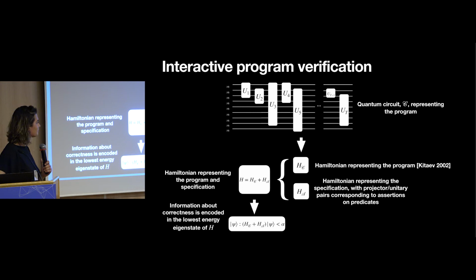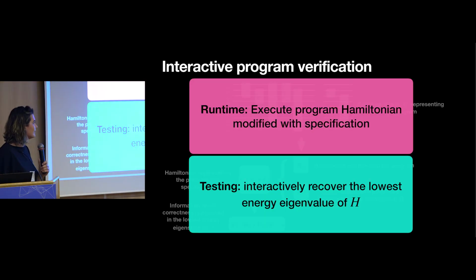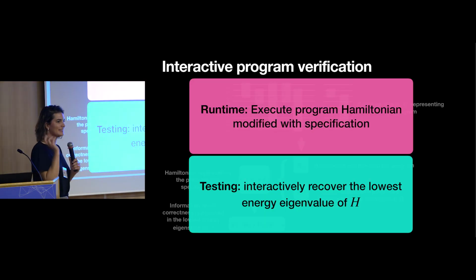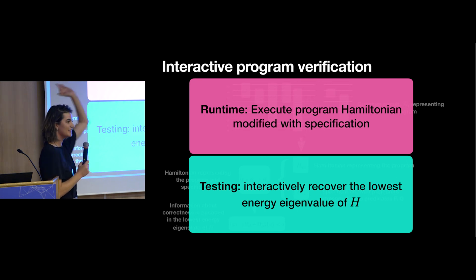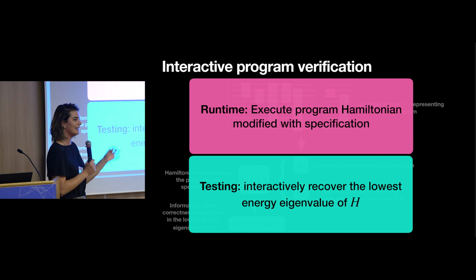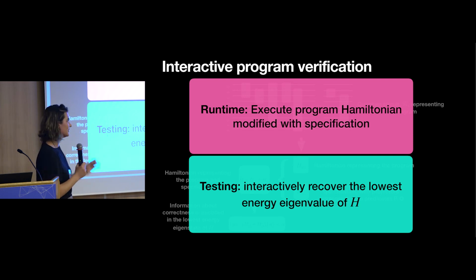And so there are really two phases to this that we need to explore, and if we want to go down this direction, these really need to be worked out. The first is that we actually want to execute the program, and this is what happens at runtime. We execute the program as part of this Hamiltonian that's been modified with our specification. Then we also have our testing, where we interactively try to recover the lowest energy eigenvalue of H, and see whether or not it meets the threshold, and whether or not we actually had a correct execution of our program during runtime.